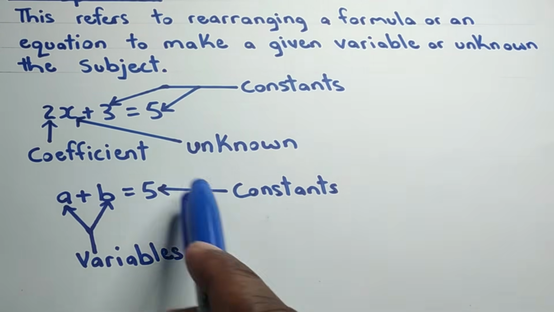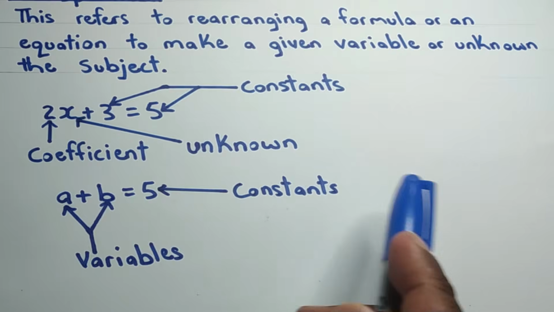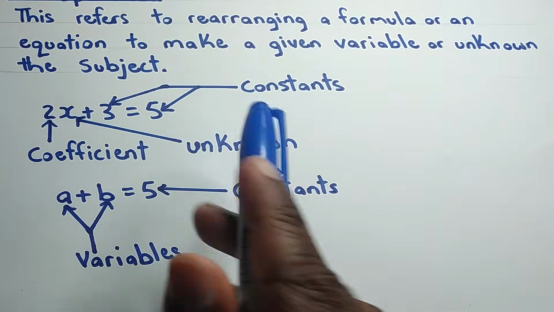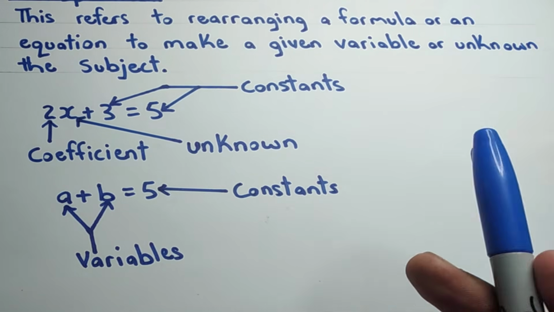And the 5 by itself out here, we still refer to that as a constant. So that's pretty much how you label an equation and the terms that are linked to an equation.